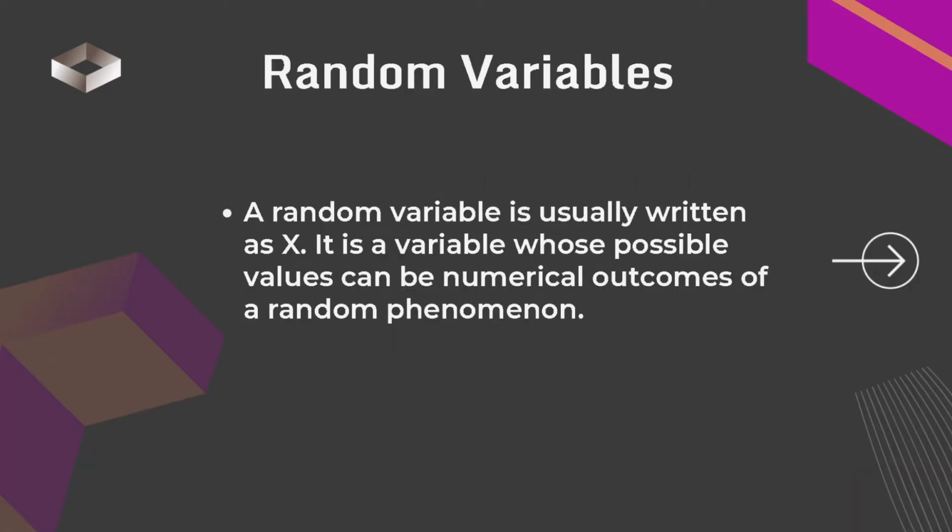What are random variables? A random variable is usually written as X. It is a variable whose possible values are numerical outcomes of a random phenomenon.